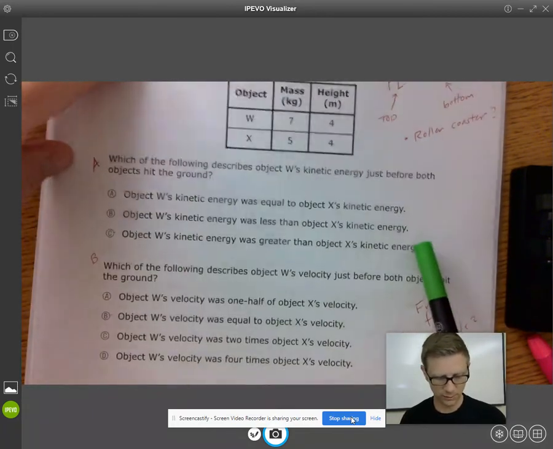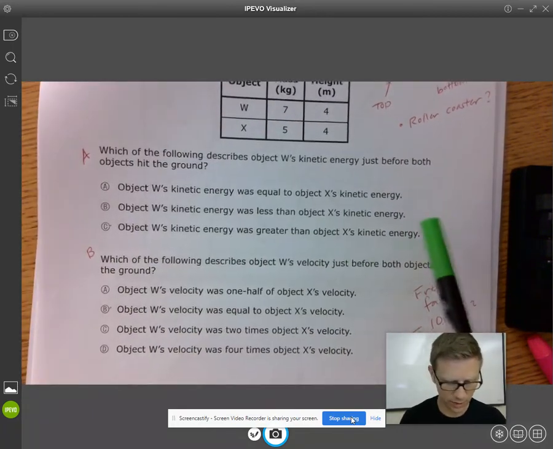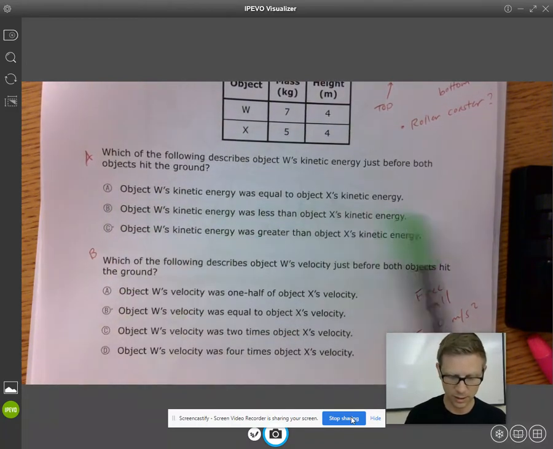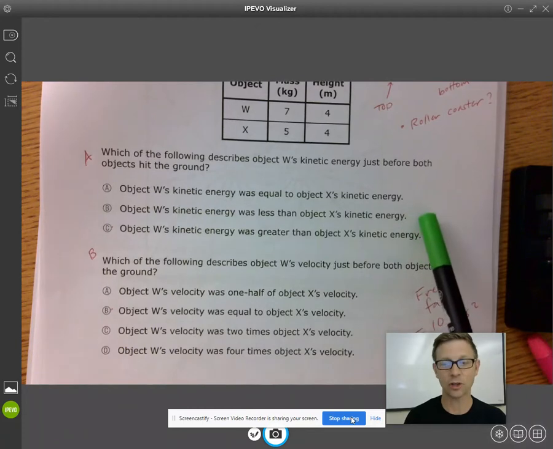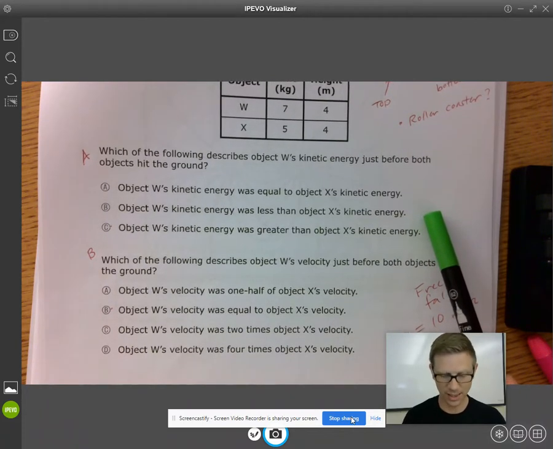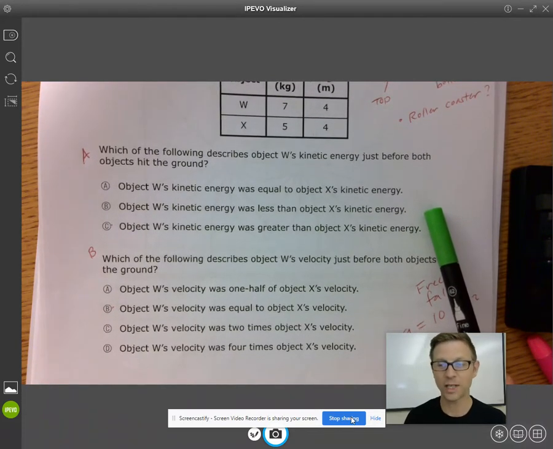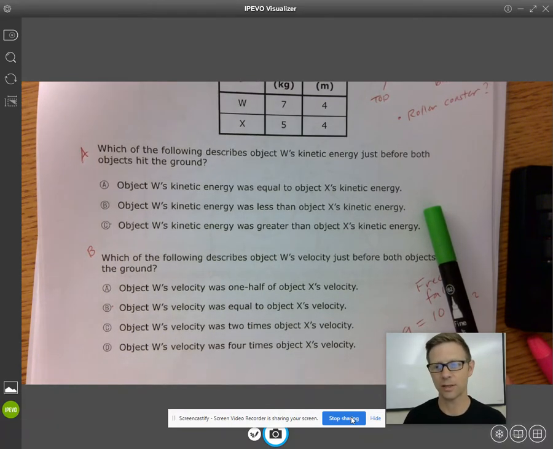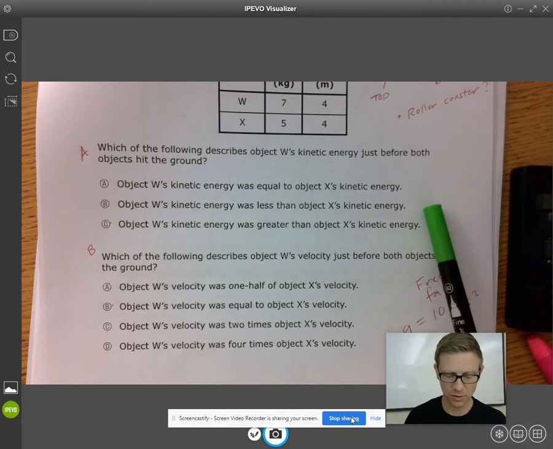So the answer for number 23, I call this A and B. For this one, at the end, they're going to have the same something, and they're going to keep their energy. But since object W started with more potential energy, it's going to have more kinetic energy at the end.